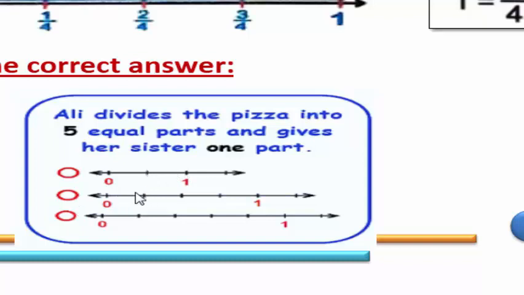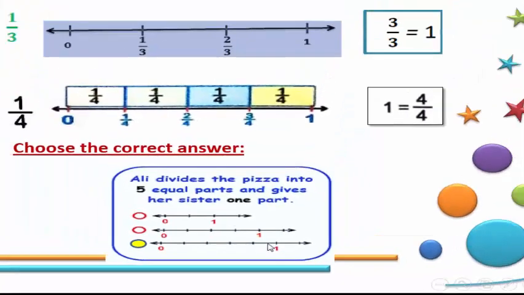Okay, number 2. 1, 2, 3, 4. 4 equal parts. We want 5, so we will not choose this also. Here, 1, 2, 3, 4, 5. Yes, we will choose this. And each part represents 1 over 5, a fifth, okay?